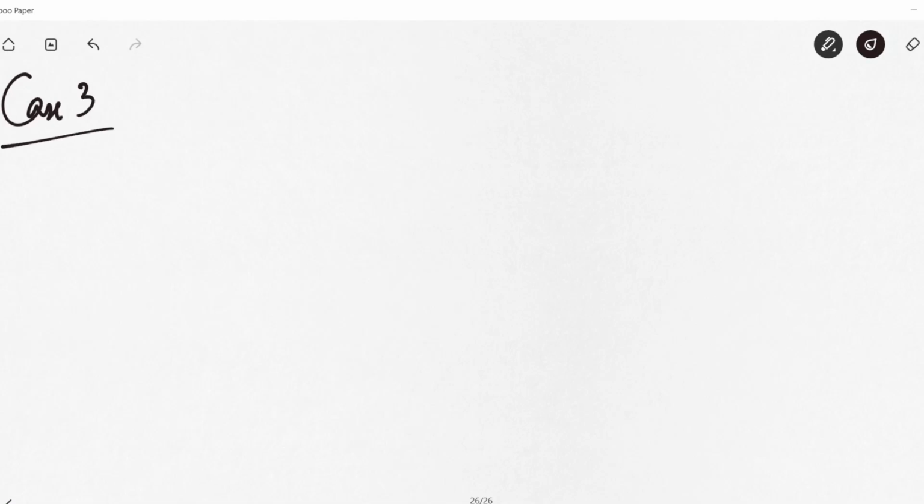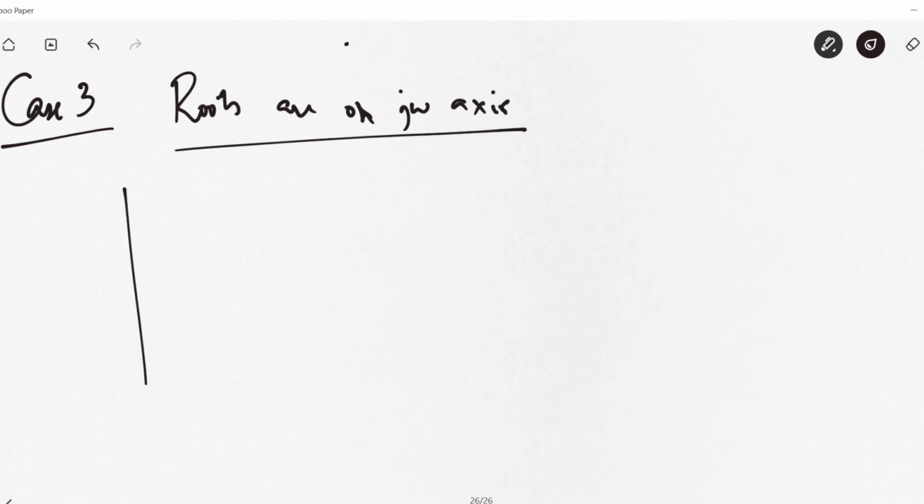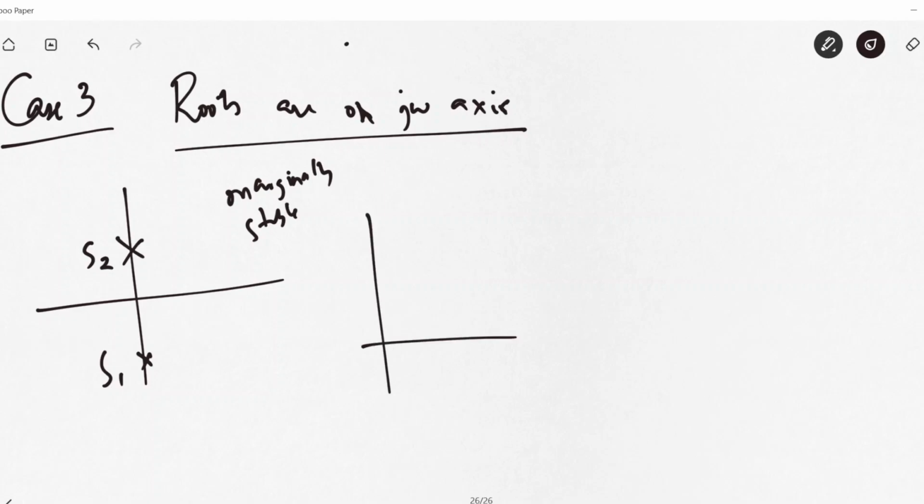Case number 3, we have a case where our roots are on the j omega axis. Fine. So you have two roots, complex conjugates on the j omega axis. Such a system we understand is marginally stable. It is a system whose response will be oscillatory. Fine.